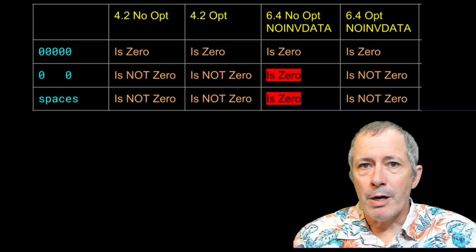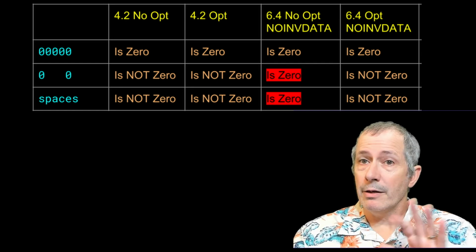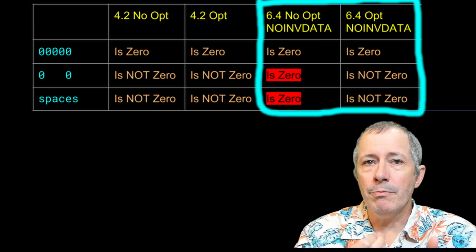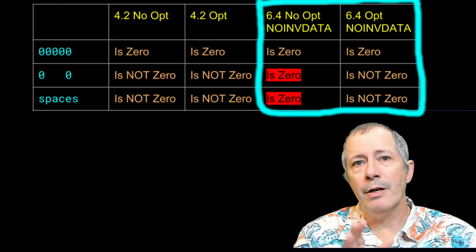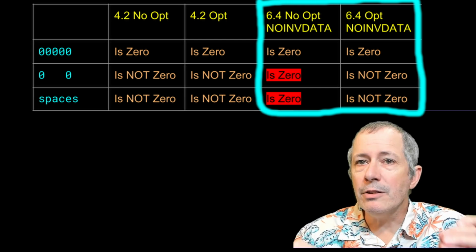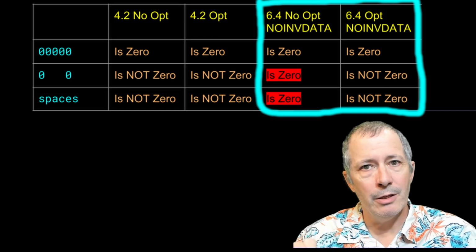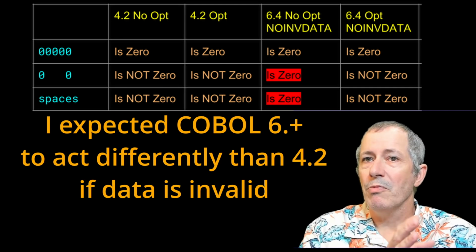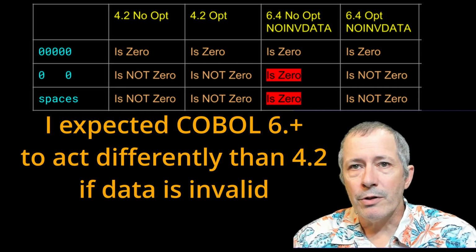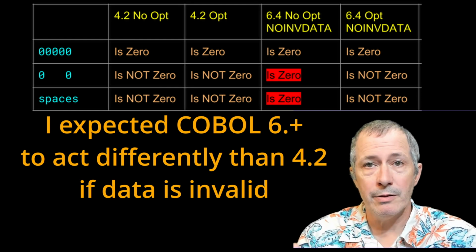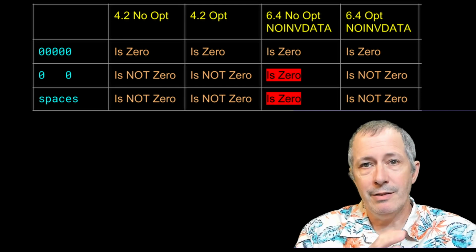There was a major effort by the programming staff to identify and correct invalid data. My issue was that the same version of the compiler acted differently depending on the optimization level. This was and still is disconcerting even though the data is invalid. I am okay if code compiled using COBOL 6.4 acts differently than code compiled with COBOL 4.2 when invalid data is involved. Invalid data creates unpredictable results.